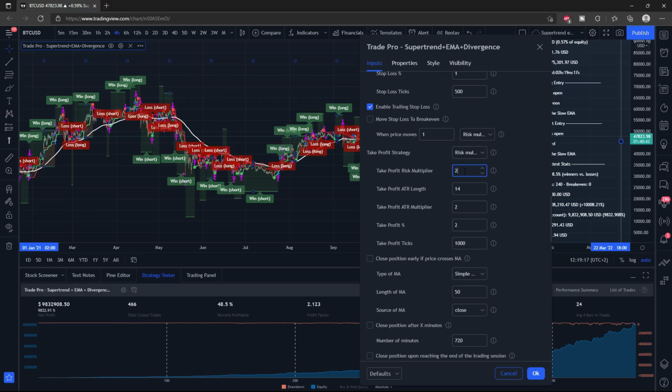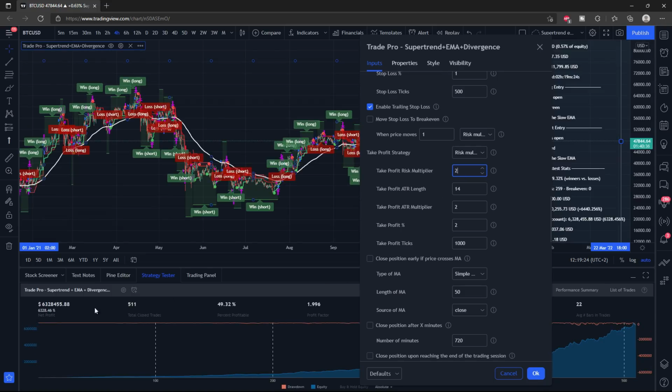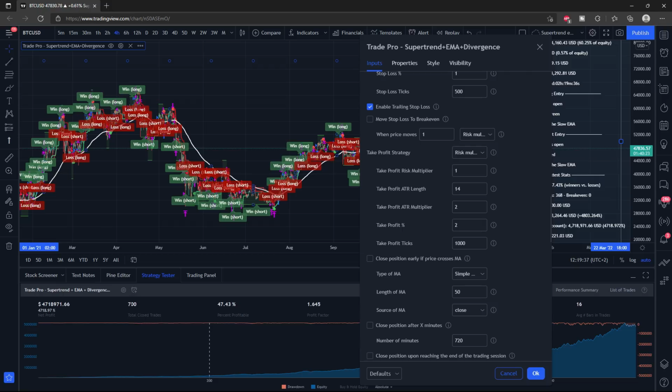Let's see what happens if we take profit at 2 times the risk instead of 3. And you can see the results get a little bit worse, although the percent profitable goes up. So let's go down to 1 and see what happens there. Be interesting. We get far more trades, so 700 trades now, but profit factor goes down. It's not as profitable of a strategy overall. So looks like 3 was a good choice there.